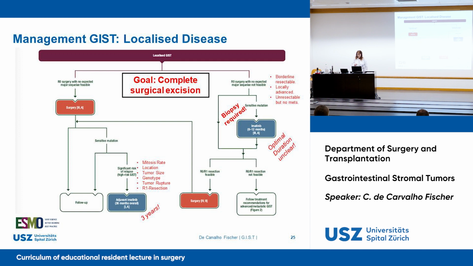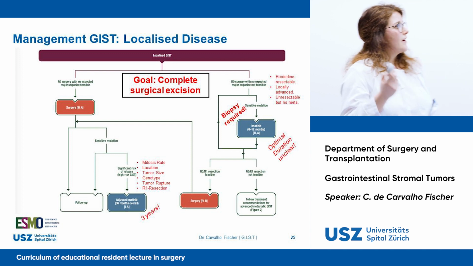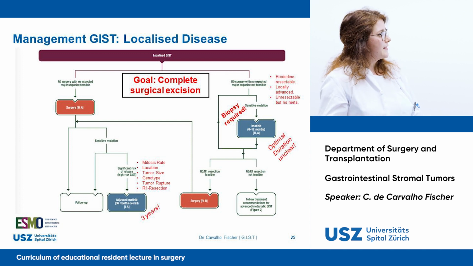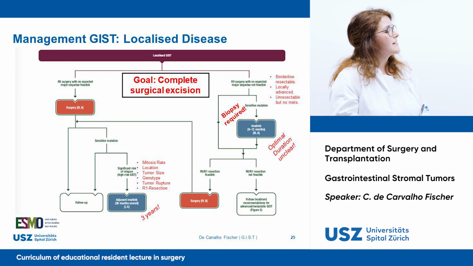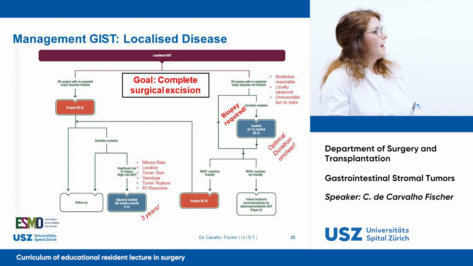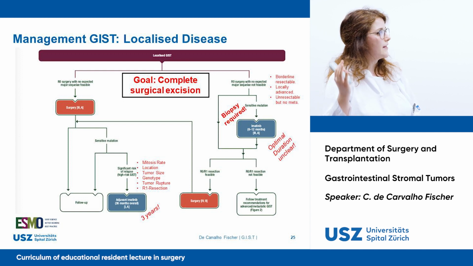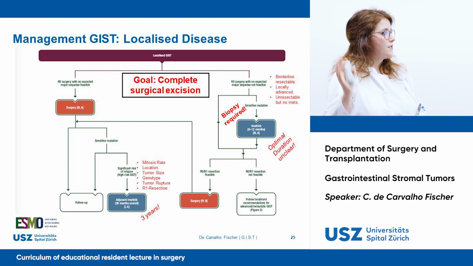So let's summarize what we've learned with this flowchart from the guidelines. In localized GISTs, the goal is surgery. If R0 surgery is possible without major morbidity, we proceed directly to surgery. The specimen then goes to pathology, is analyzed, and we can identify high-risk GISTs. These are, again, high mitosis rate, big tumor, localized outside of the stomach, and certain genotypes.